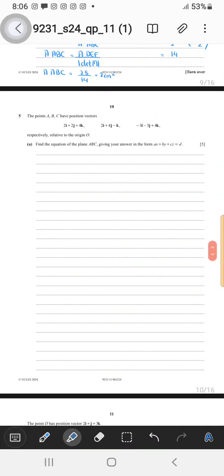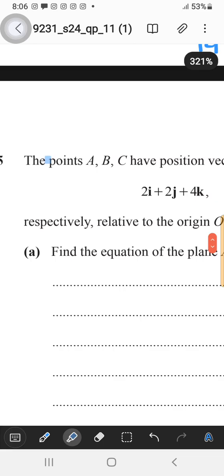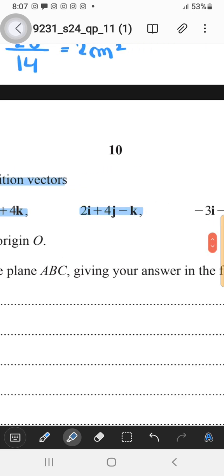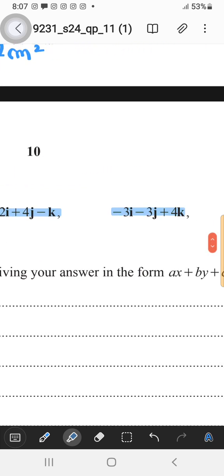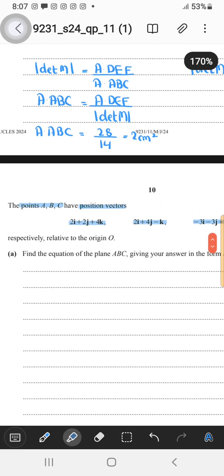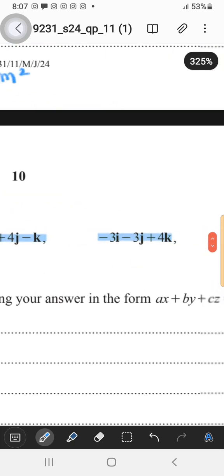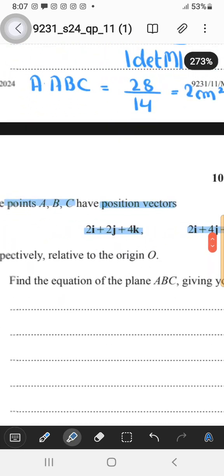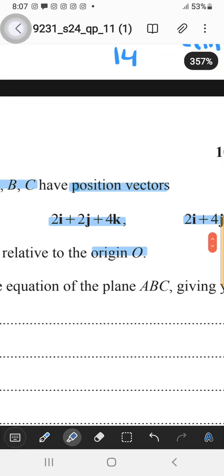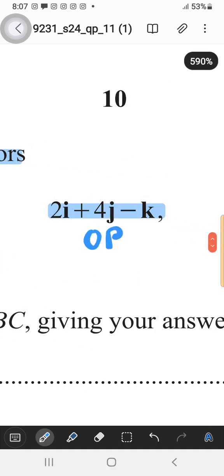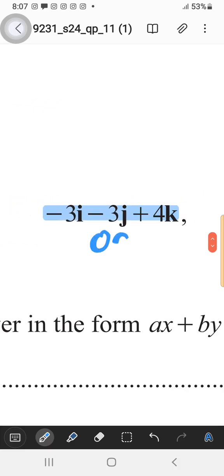Okay, here the question says the points A, B, C, there are 3 points, have position vectors 2i plus 2j plus 4k, 2i plus 4j minus k, and minus 3i minus 3j plus 4k respectively. Respectively means the first one is of A, second one is of B, and the third one is of C, relative to the origin O. This tells us that this is OA, this is OB, and this is OC. Okay.